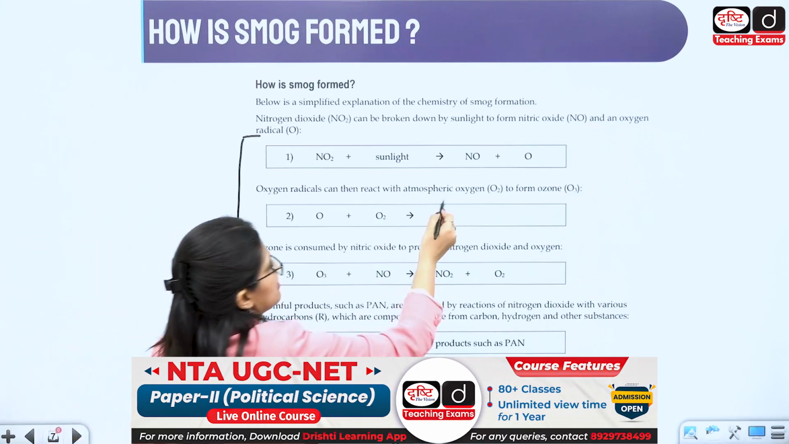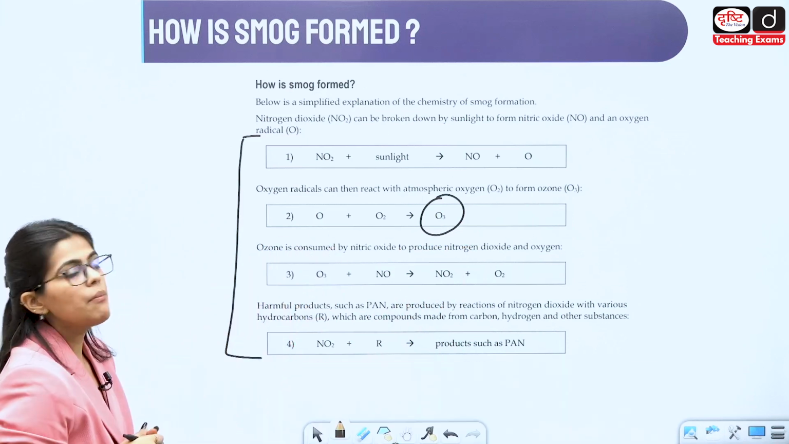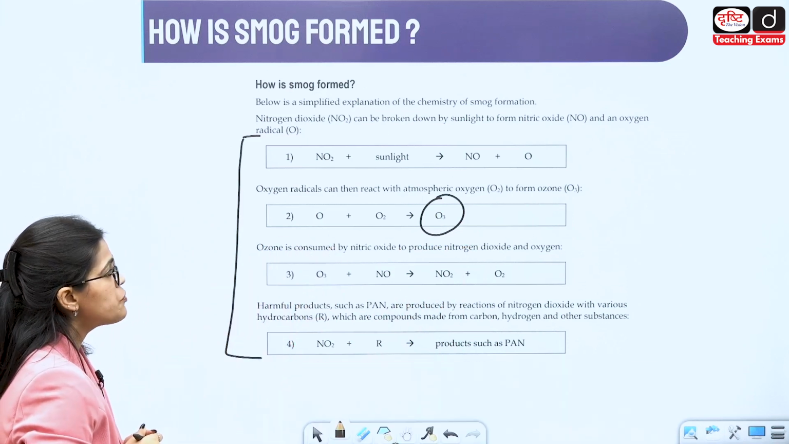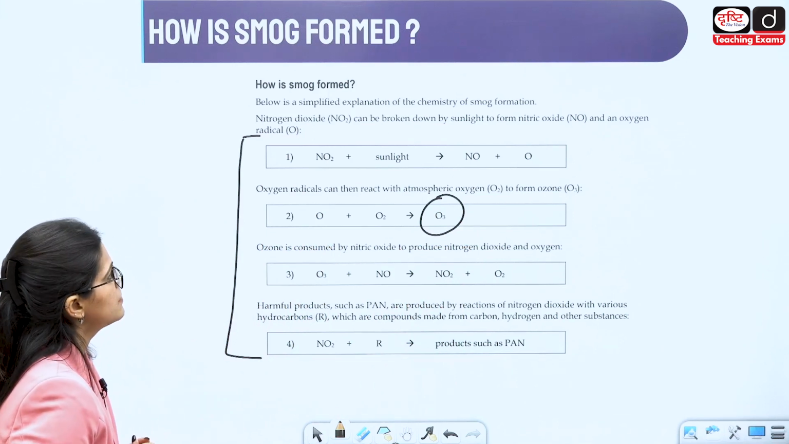So, we have the creation of O3 here. O3 again is going to be combined with nitric oxide to produce nitrogen dioxide and oxygen. Let us go forward.